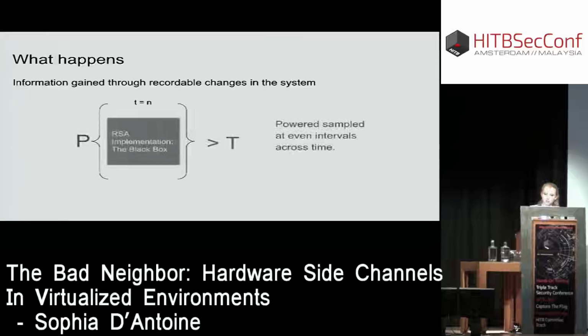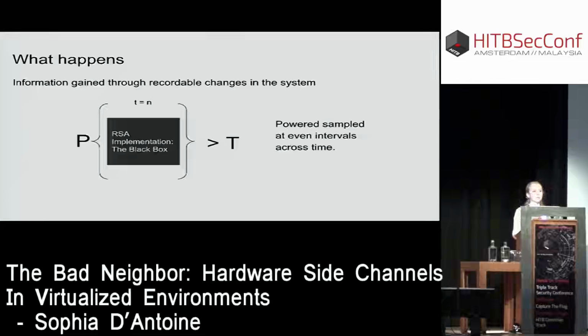And this is just a depiction of what's going on here. So what we're doing is we're gaining information through measuring recordable changes in the system. In this case, it's the heat signature of the hardware itself, so the implementation of the crypto system. We treat that implementation as a black box, but we're making those measurements of recordable changes, in this case the heat, over a period of time. And that delta will tell us if it's a 1 or a 0 bit.